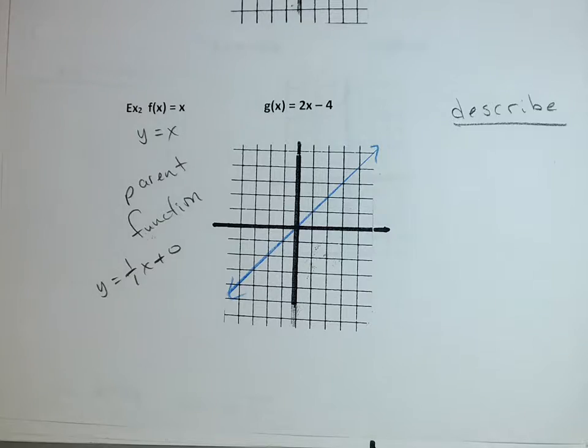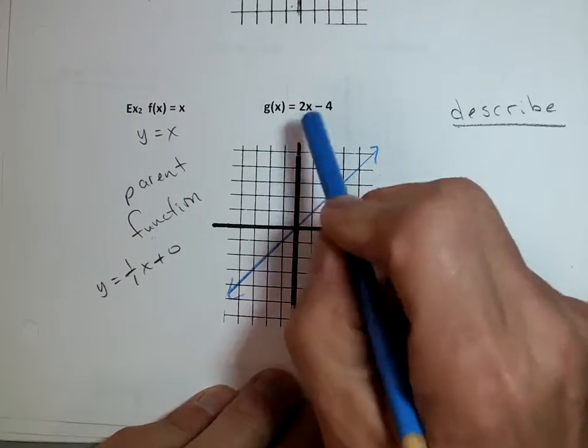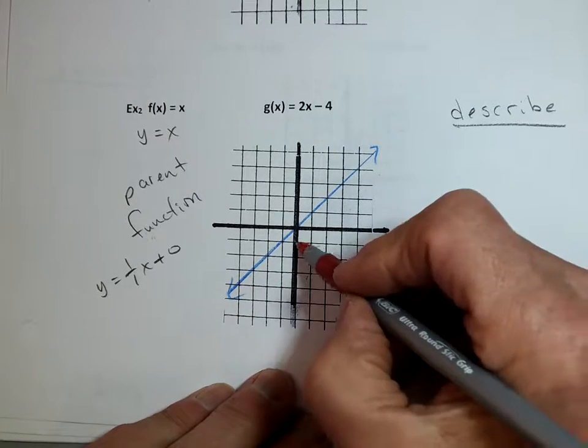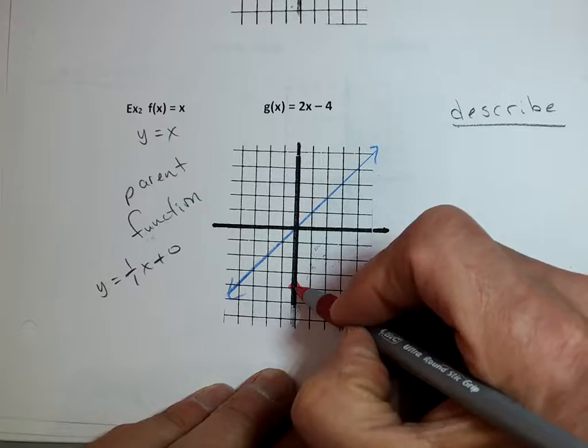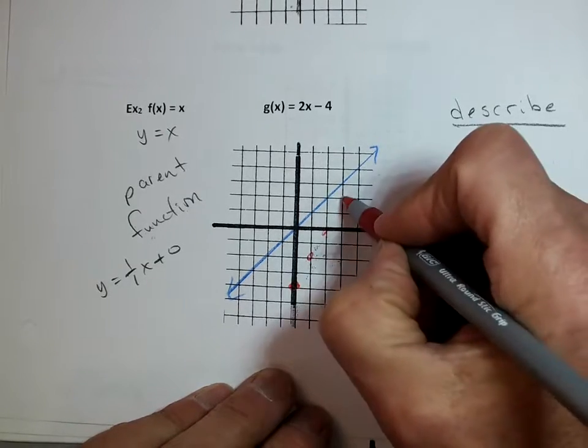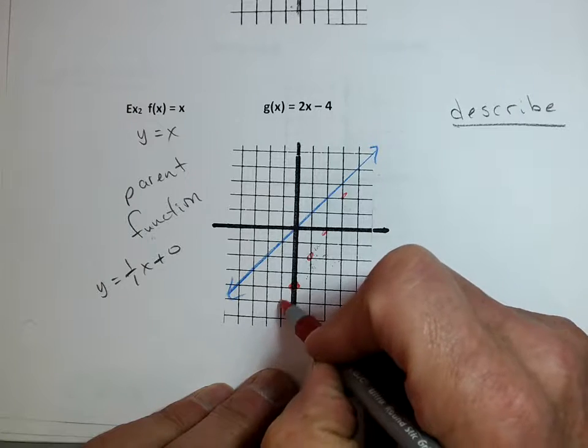Everybody agree with that? Now, if I'm going to graph 2x minus 4. Now that's easy to graph. 1, 2, 3, 4. All right. I'm going to go up 2 over 1, up 2 over 1, up 2 over 1. Okay.